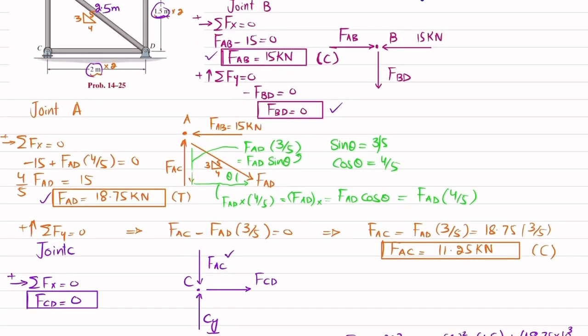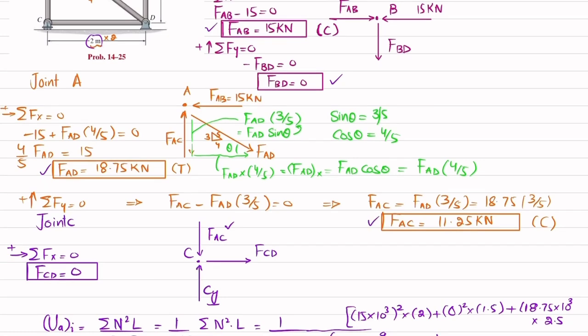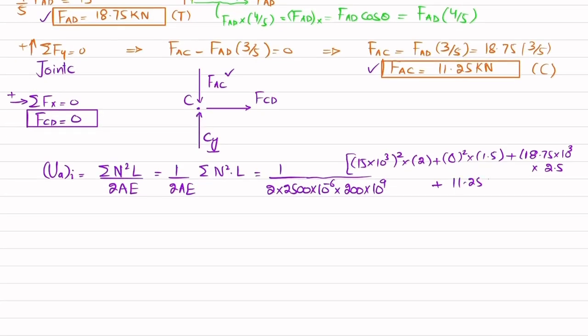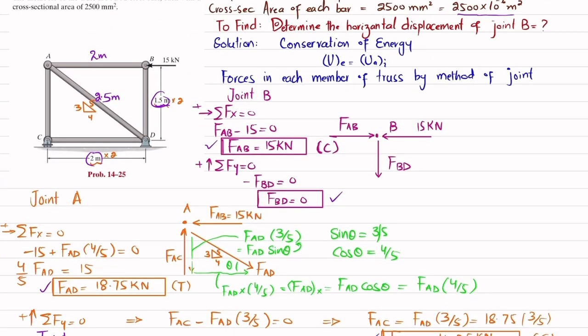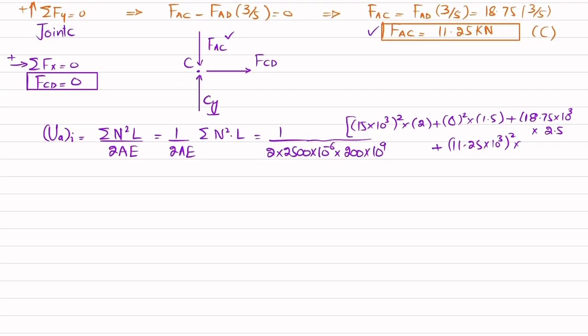The fourth force is this FAC. So 11.25 into 10 to the power 3 whole square multiplied by length of AC. So AC is length 1.5 meter, so I will write 1.5 meter. And the last force is FCD, which is 0, and 0 multiplied by its length will be 0.